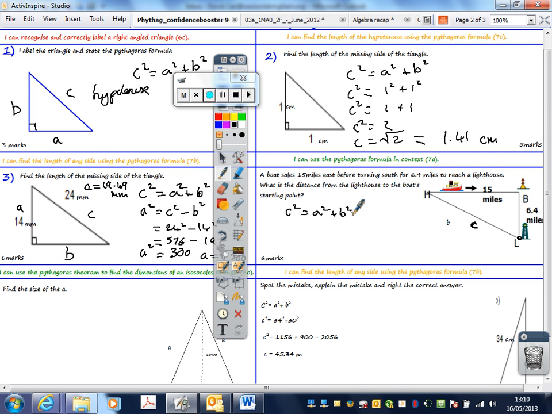Go on then. A squared is 15 squared, which is 225. Okay. B squared is 64 squared, which is 4096. Okay. Add those together. Yeah, 4321. And the square root is 65.73... 16.11. 16.308. And that's what?